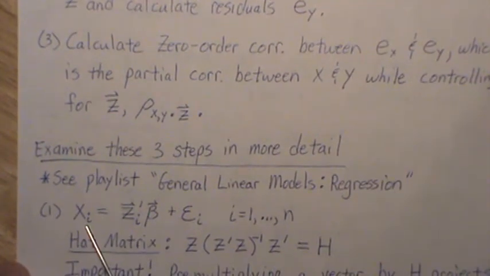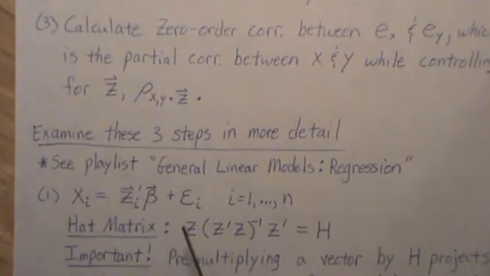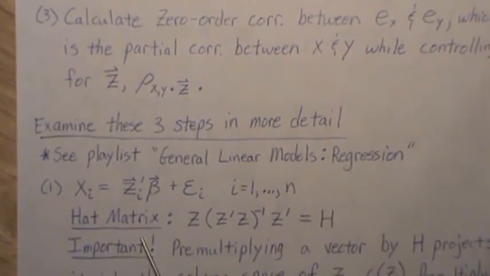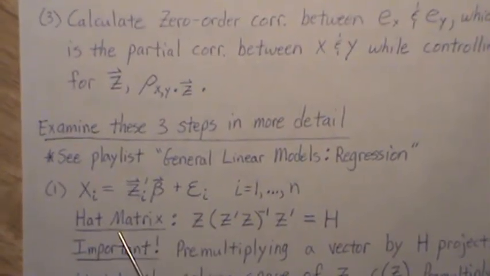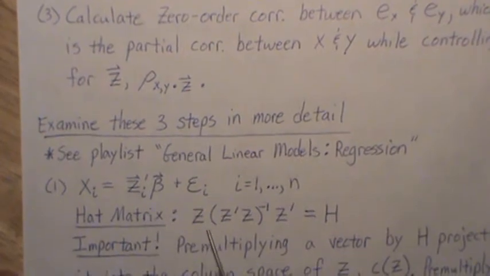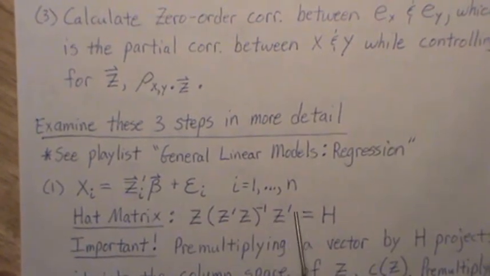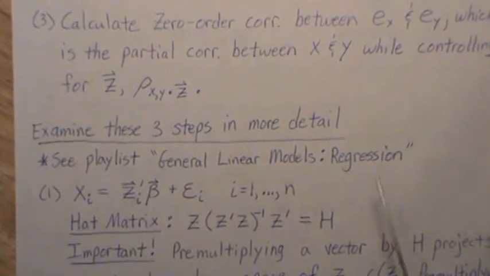So x is the dependent variable and the z's are the independent variables. Okay. So now when we do this, and the theory behind it, there's what's called a hat matrix. It's the design matrix Z, so it's Z (Z' Z)^-1 Z'. And this is called the hat matrix in multiple regression.